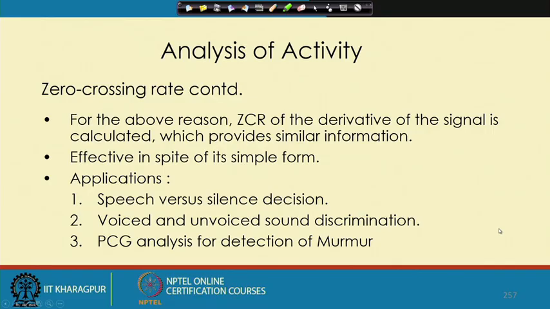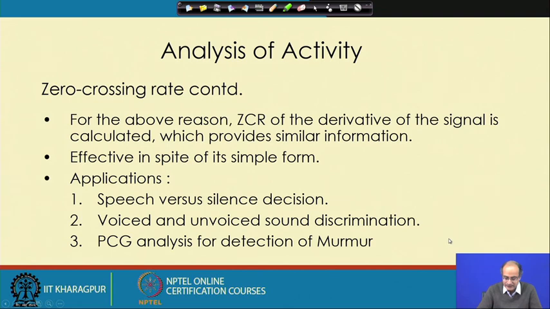So, what we see is that the zero crossing rate, though very simple, has a number of applications, and it is very attractive because it is very simple to do. The only thing we need to keep in mind is that it has the problem of DC bias. So, either we need to make sure that the DC bias is 0 all the time, or the simple thing we can do is take the derivative of the signal, forget about the DC bias, and go for the zero crossing rate.